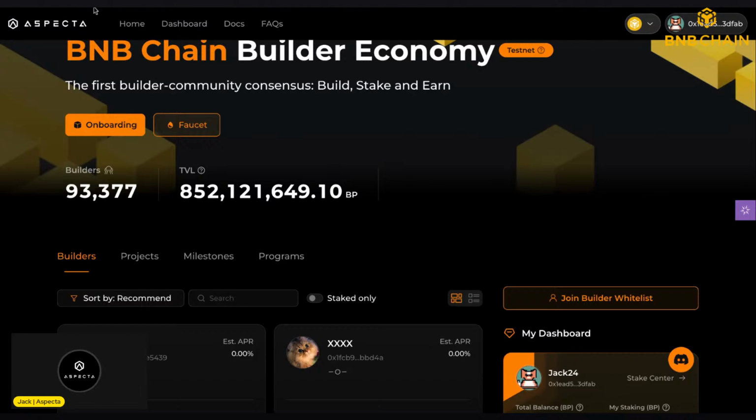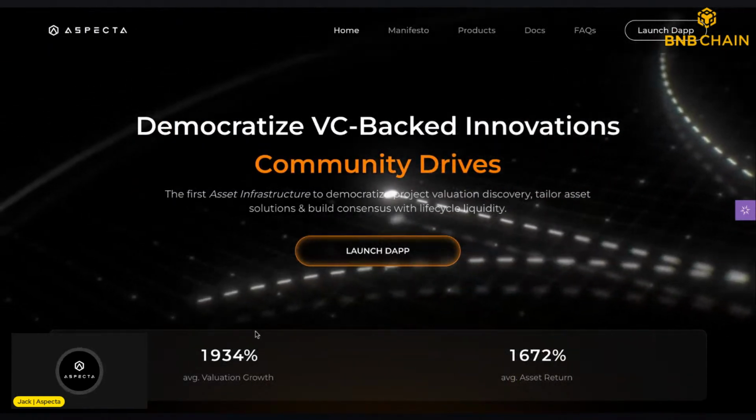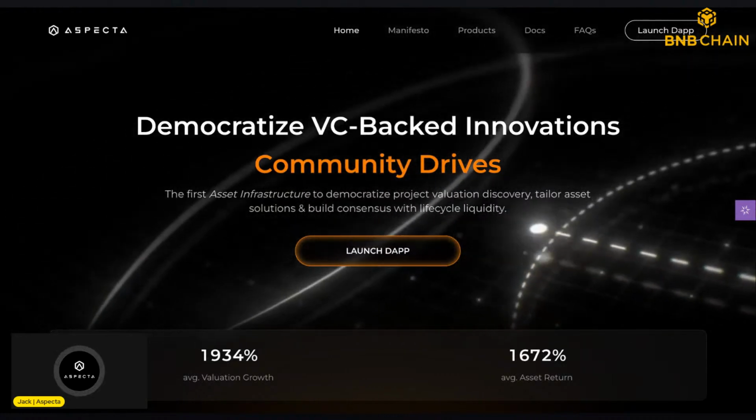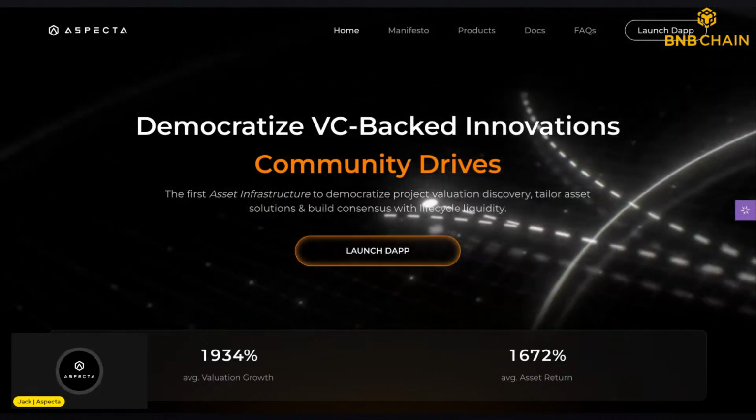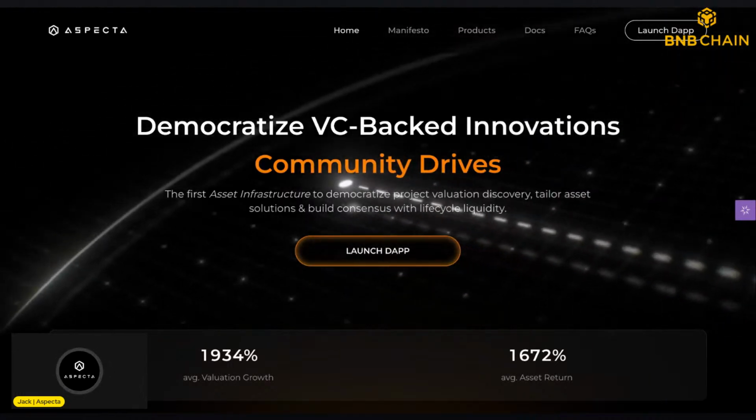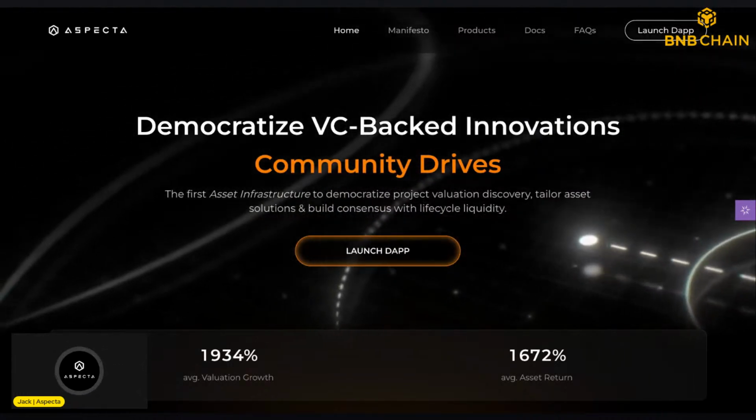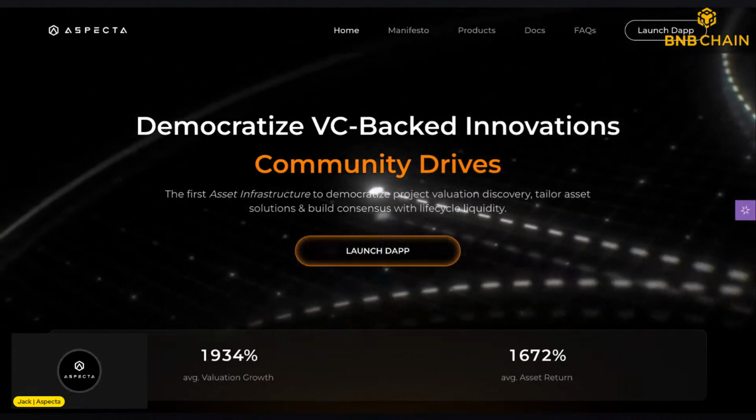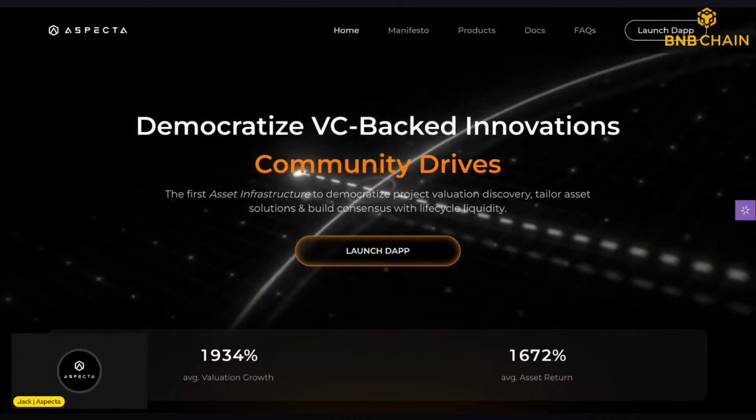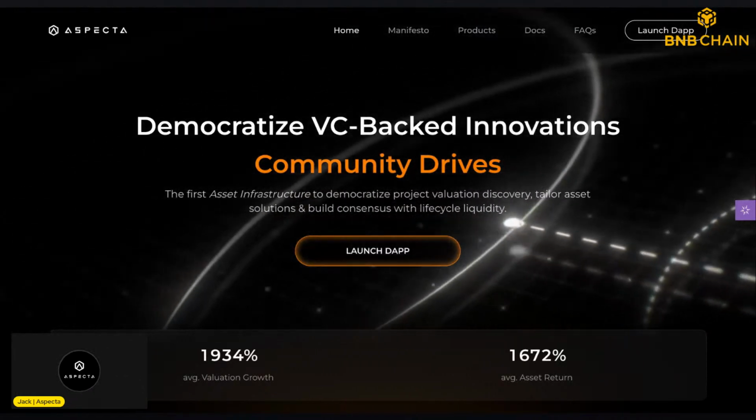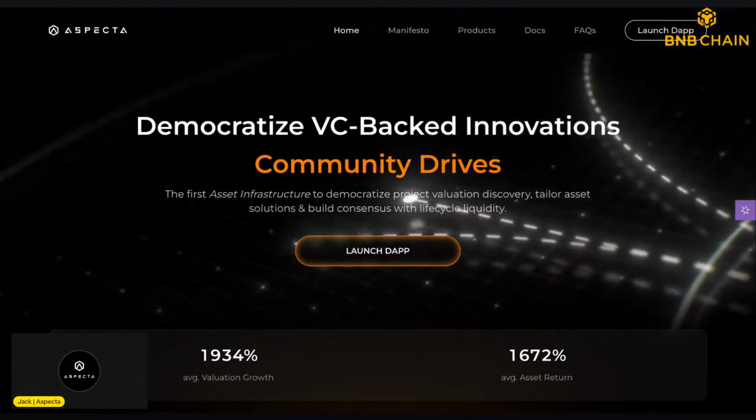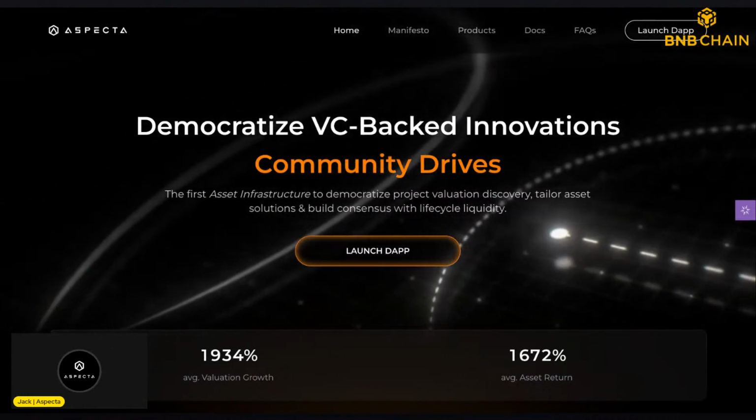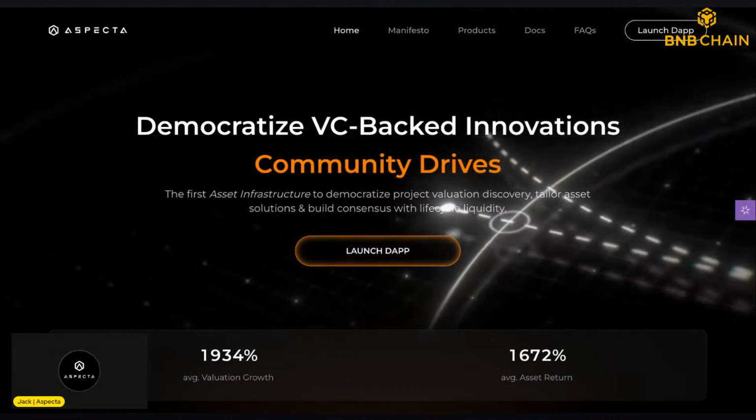So that comes to Aspecta's next project, where we use asset infrastructure to democratize the project validation and discovery process, provide tailored asset solutions, and help real applications build consensus with lifecycle liquidity. Put in simple words, we help these real applications build community with price discovery. Because there's always doubt about these real applications, what we call VC-backed innovations.